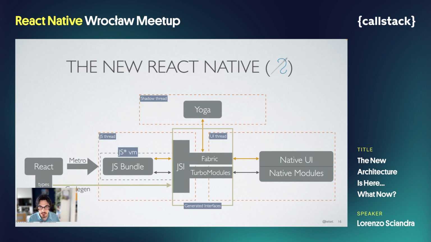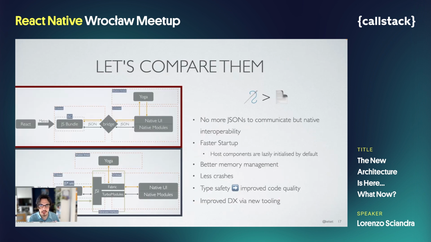Now, all of this said, this is what the new architecture looks like. It can be a bit overwhelming. It can be a bit of a lot. So let's try to take a step back and just do a comparison. On the top there, we have the old architecture. On the bottom, the new architecture. What are the main advantages? We have JSON to communicate, no more, which is great because it means that finally we don't have a single bottleneck. We have faster interaction. We have a faster startup because, again, for the native modules, there's true awareness of when they need to be loaded. So they're what is called lazily initialized.